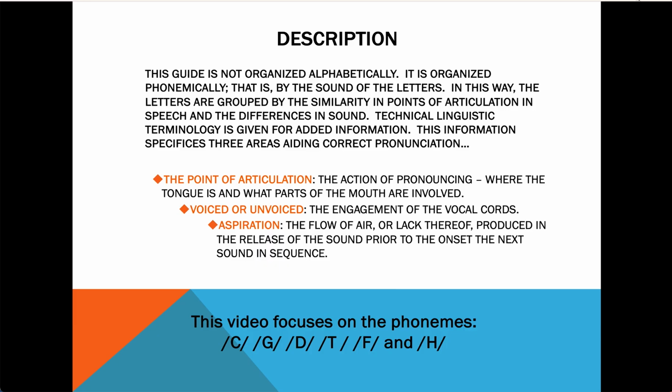In this way, the letters are grouped by the similarity in points of articulation in speech and the differences in sound. Technical linguistic information is given for added information. This information specifies three areas aiding correct pronunciation. First, the point of articulation, or the action of pronouncing, where the tongue is in the mouth and what parts of the mouth are involved. The voiced or unvoiced, that's the engagement of the vocal cords. And aspiration, or the flow of air, or the lack thereof, produced in the release of the sound prior to the onset of the next sound sequence.